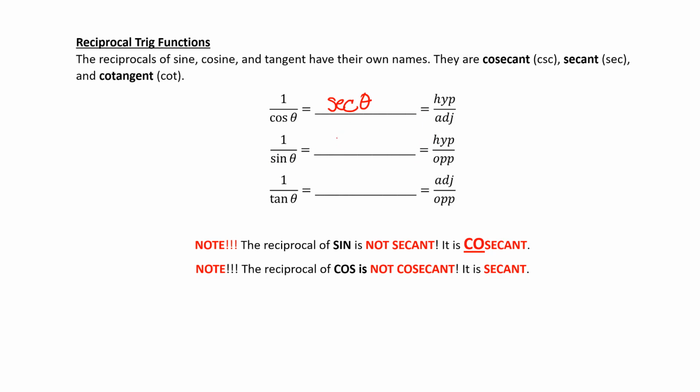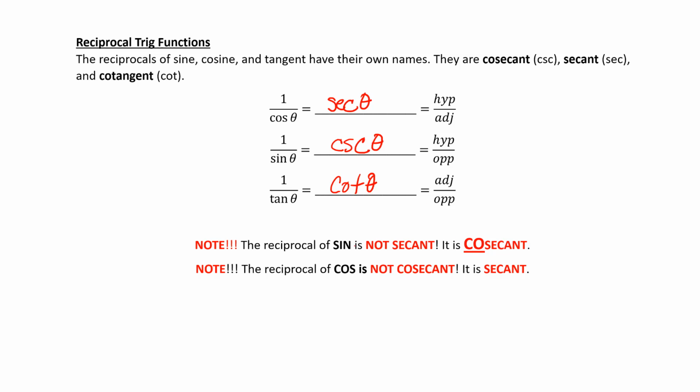1/sine theta is called cosecant, which is CSC of theta. And that's hypotenuse over opposite instead of opposite over hypotenuse. And then 1/tangent is cotangent theta. And that is adjacent over opposite instead of opposite over adjacent.